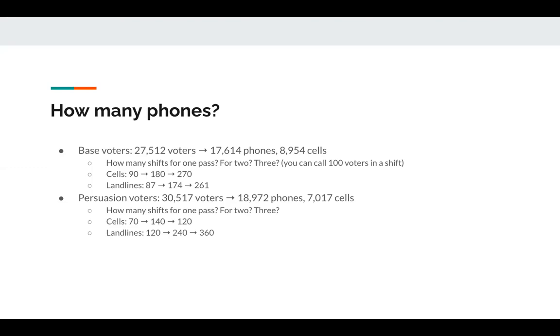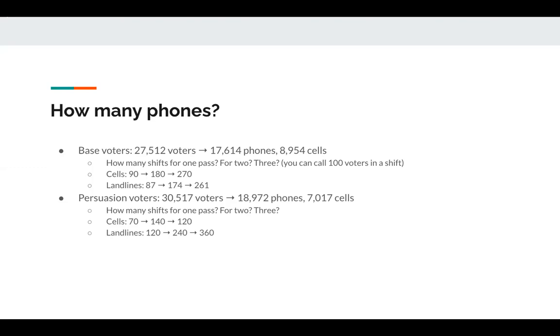Okay, so how long would it actually take to call all these people? A volunteer leader who is well-trained and knows the system that you're using can call 100 people in a 3-hour shift. To do 3 passes of cells and landlines across all of these universes, we would need to fill about 1,050 volunteer shifts with some extra capacity built in for attrition and technical difficulties.